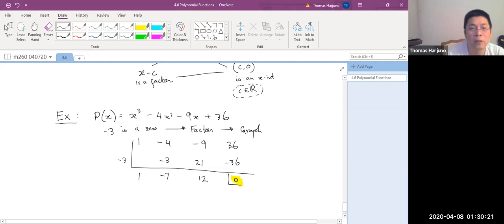When they tell us -3 is a 0, it means, let me write it as a note here, P(-3) is 0, is it right? So we do expect that this part is supposed to be 0. Okay, so Thomas, why do you do the synthetic division? Because I use x equals -3. I know I will have x plus 3 as a factor. But what is the other factor? x squared minus 7x plus 12.